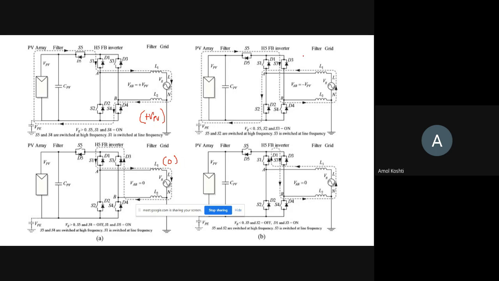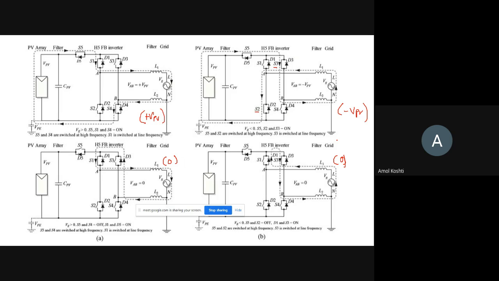In the next cycle, S5 is again continuously on. Again two diagonally opposite switches, that is S3 and S2, are turned on, and the negative output voltage is produced, that is minus VPV. And again, to produce zero, two switches from the two different legs which are not diagonally opposite are turned on, and zero is produced there. In this way the output is produced by using this H5 inverter.